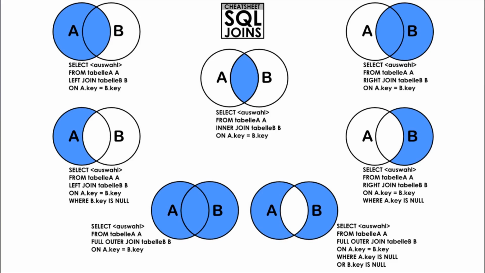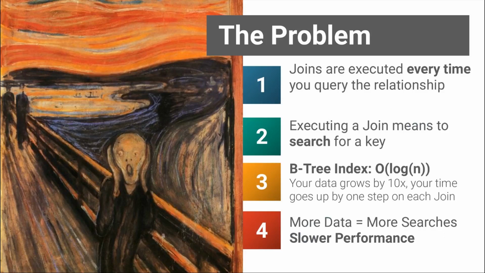Now, when you want to join these things together, you have to perform some kind of SQL join, a left join, a right join, an inner join. Some kind of join needs to occur in order to connect these things together. And the problem is they're executed every single time you create that relationship. And to execute a join, what it really means is you're searching for a key. You're saying, hey, I'm looking for this foreign key in a different table somewhere. And if you've done your database correctly, you have indexes in all your foreign keys.